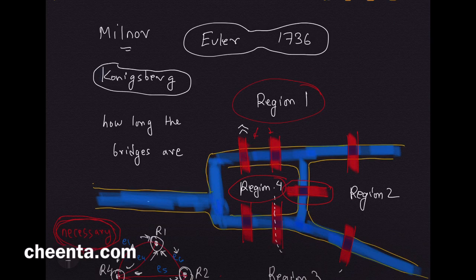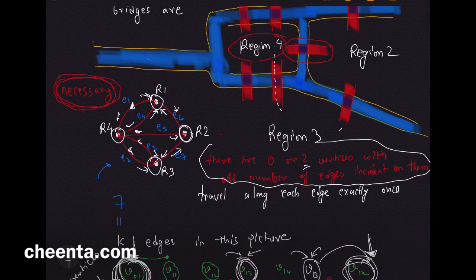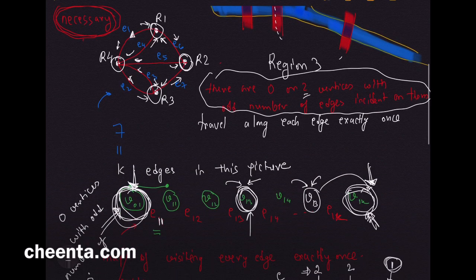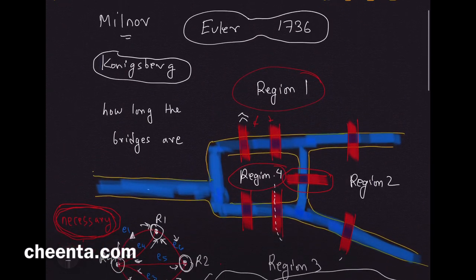I hope you liked it. You can try to prove that this one is a sufficient condition for such a path to exist. Such paths are known as Eulerian paths, and they have been extensively studied in graph theory.